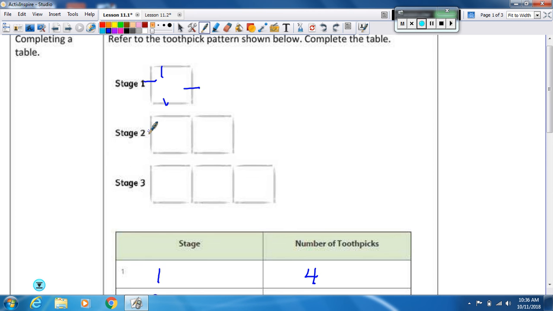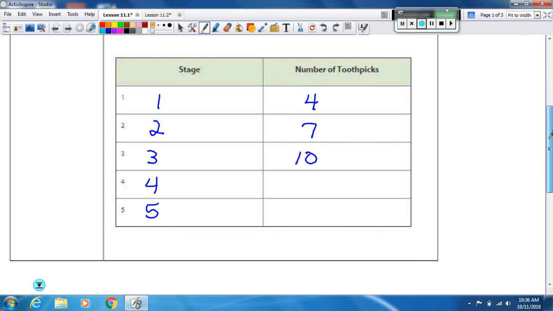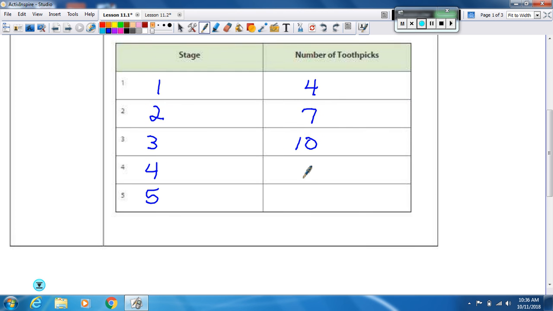Stage 2 you had 1, 2, 3, 4, 5, 6, 7. Stage 3, 1, 2, 3, 4, 5, 6, 7, 8, 9, 10. Now they want you to get 4 and 5, and they don't have the drawing, but you should be able to recognize that they're adding 3 each time. So this would be 13, and this would be 16.